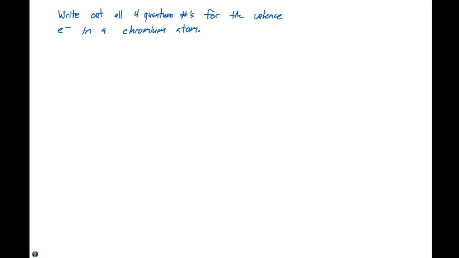In this next example, we're going to write out all four quantum numbers for the valence electrons in a chromium atom. And remember that chromium is one of the anomalous electron configurations, and its electron configuration is going to be argon 4s1 3d5.